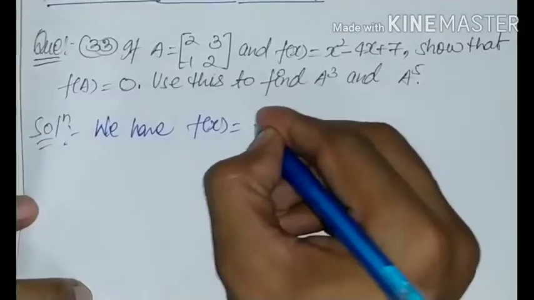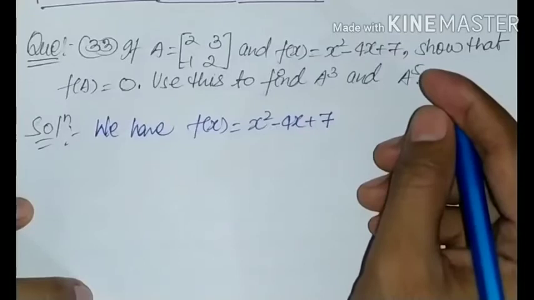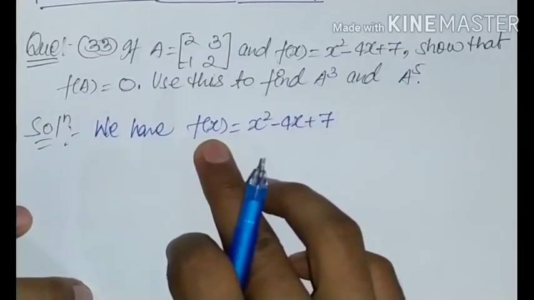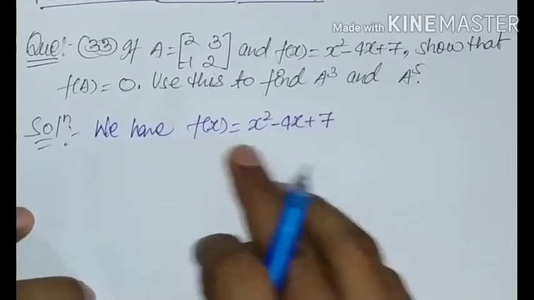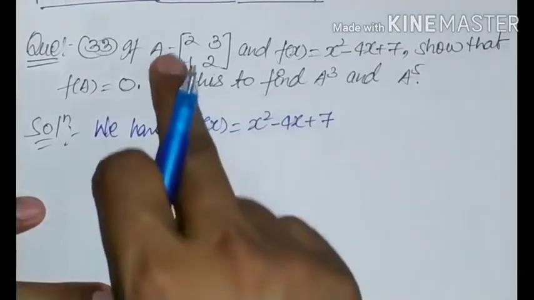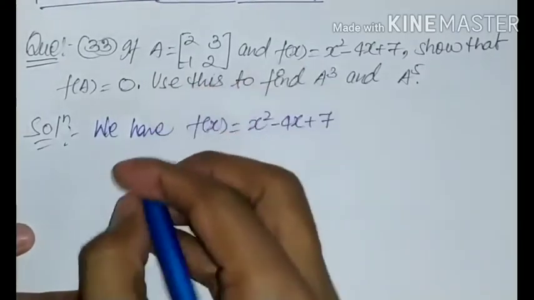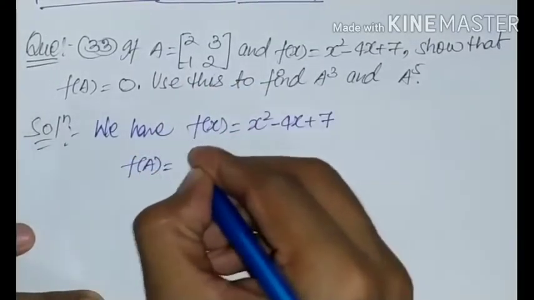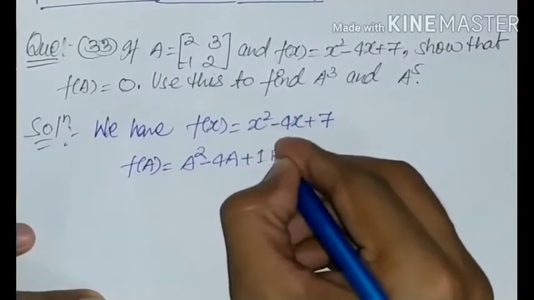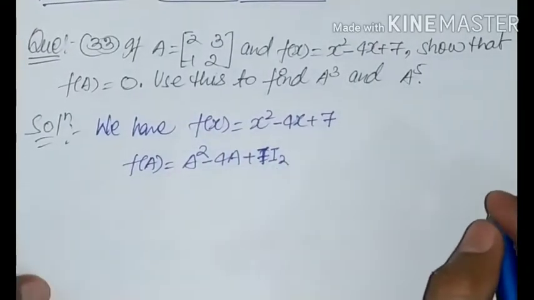It is given that f(x) equals x squared minus 4x plus 7. I'm going to replace x by A and multiply the constant term by the identity matrix, whose order will be the same as that of A. This is a 2 by 2 matrix, so I multiply by I2. Then f(A) equals A squared minus 4 times A plus 7 I2.